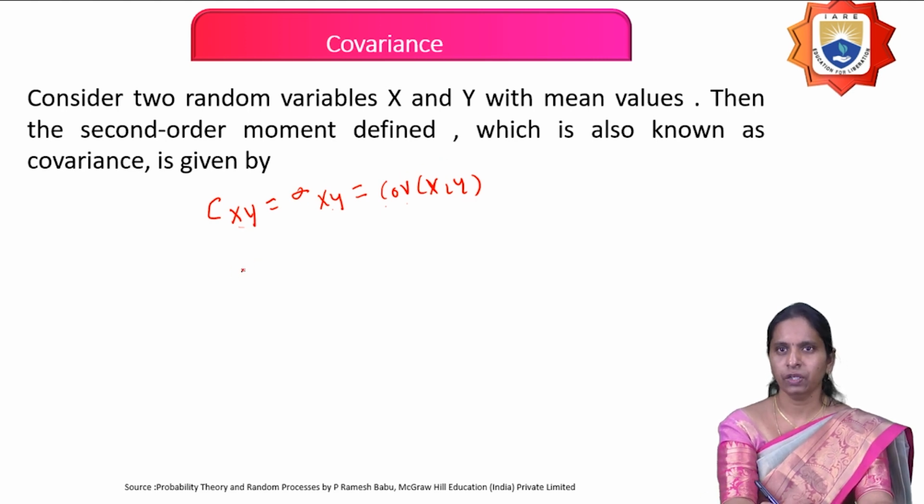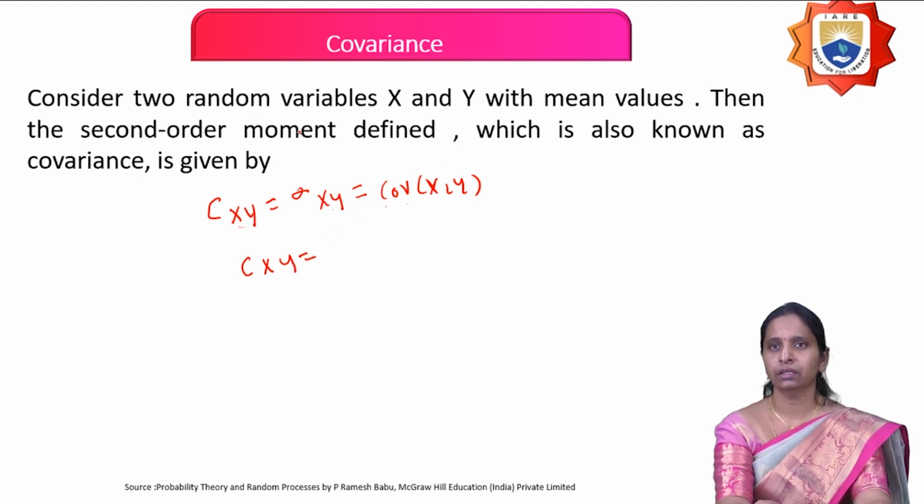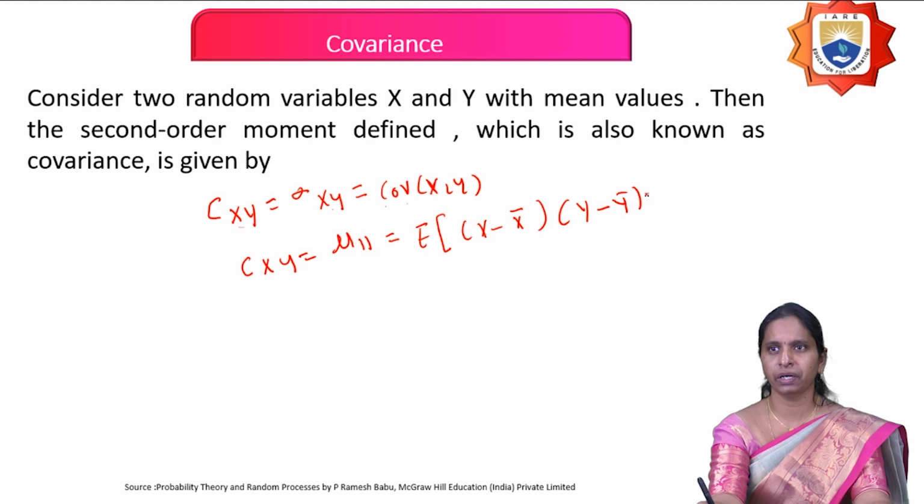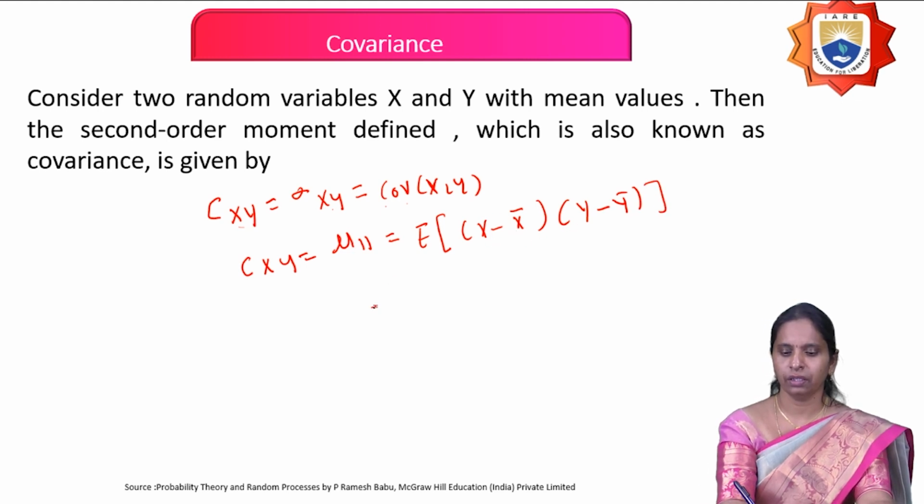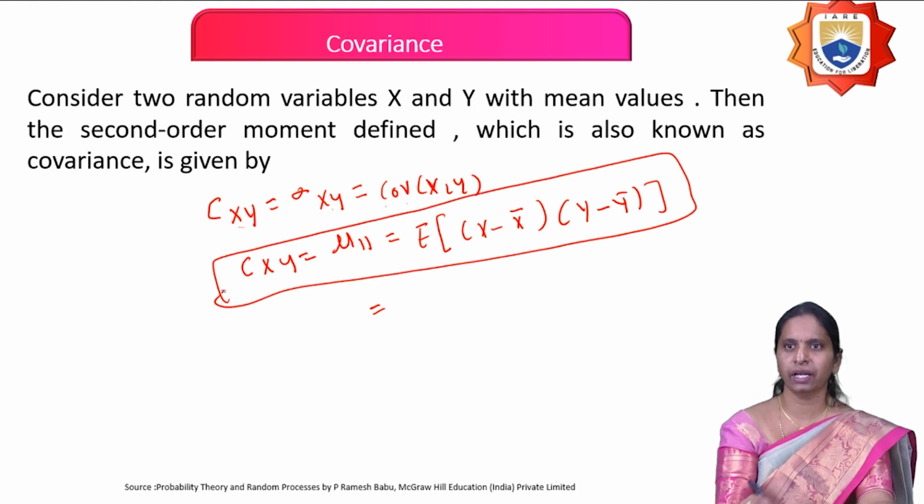Now, what is the covariance Cxy? It is called the second order joint central moment. Nothing but mu11 is called the covariance. So what is that? Nothing but expectation of x minus x bar into y minus y bar. This is called covariance. Okay. So this is the formula for covariance between two random variables.